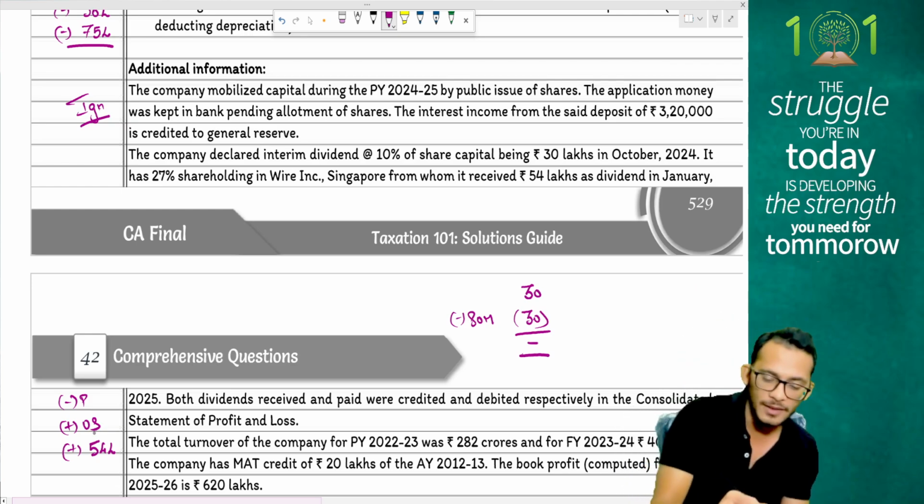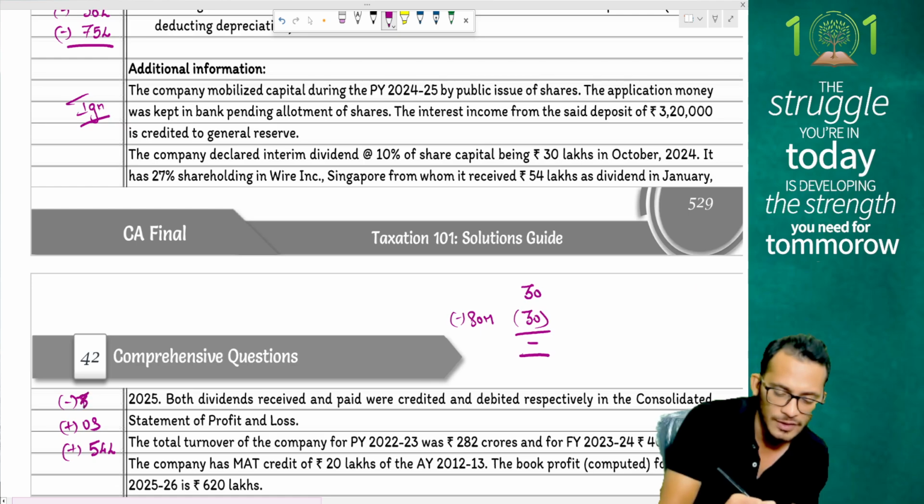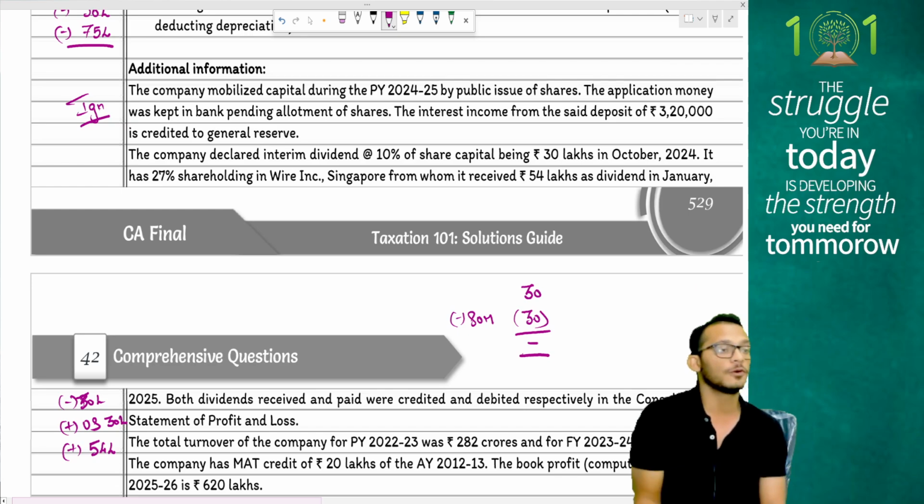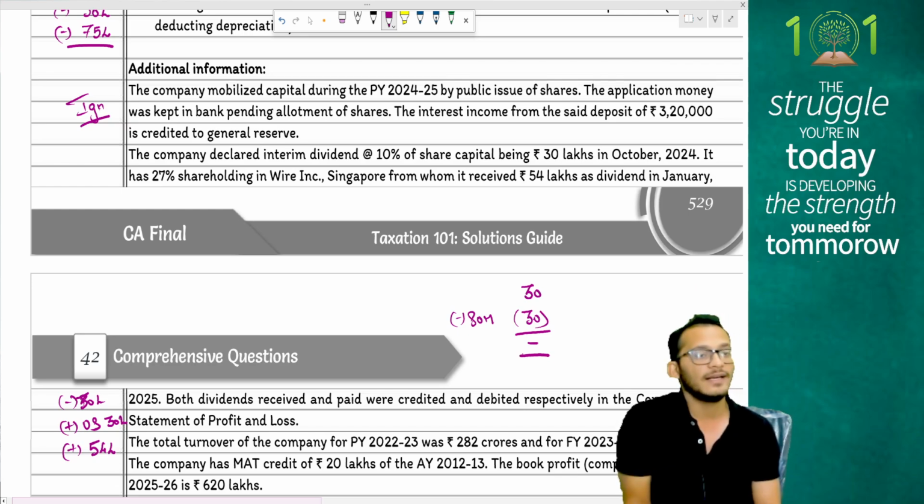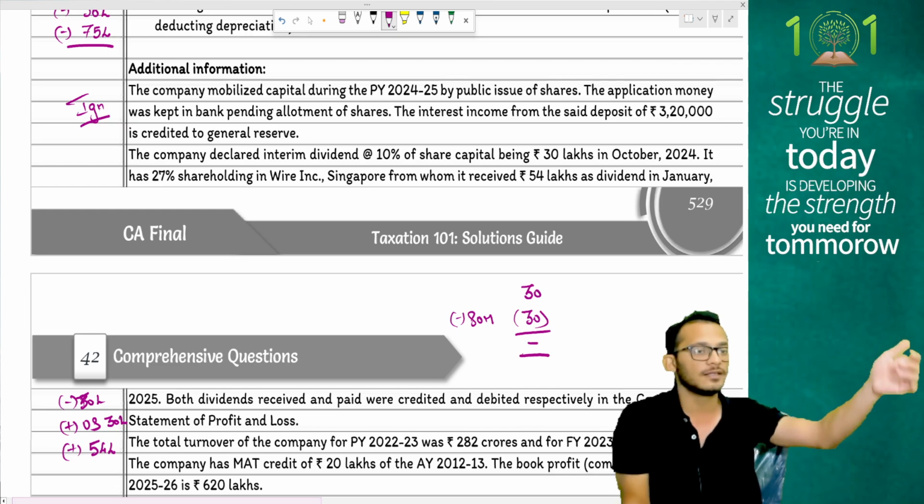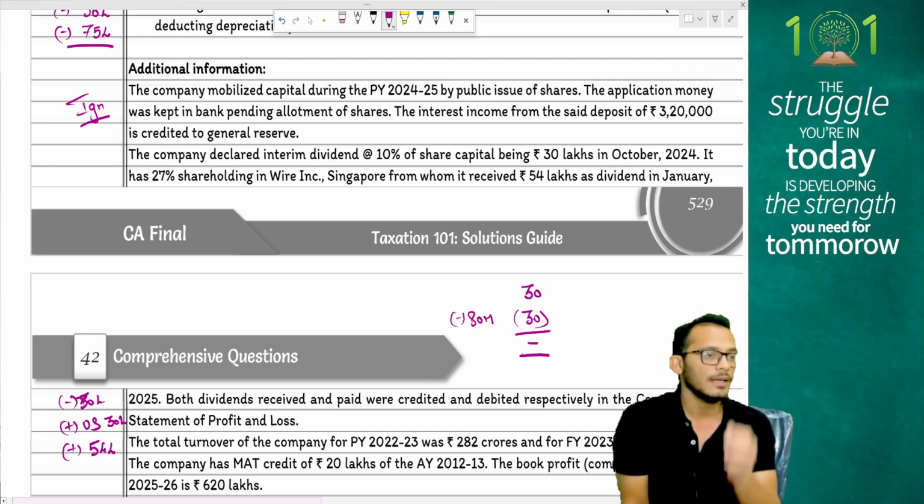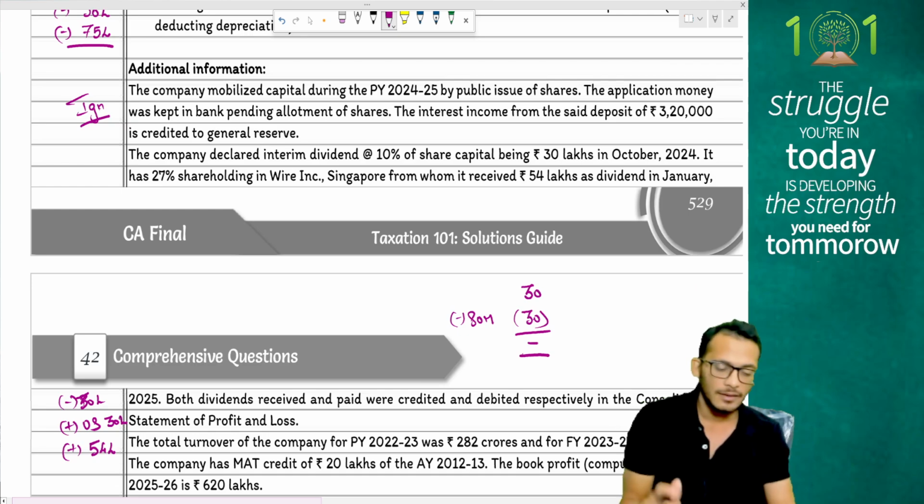So what is the treatment, people? In PGBP, I will reduce 30 lakhs. In OS, I will add 30 lakhs. I will disallow 54 lakhs in my PGBP and finally go to IFOS, report 30 minus 30, make it 0. Is this clear for everyone? Yes. Go forward.